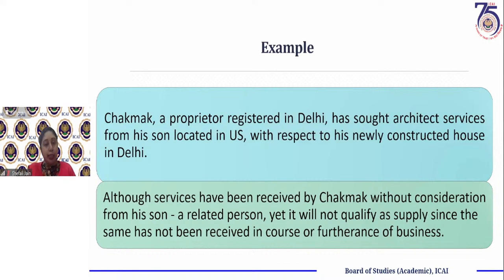Then the next is without consideration. The son has not charged anything from Champak. Fourth is in course or furtherance of business. Now, this service which Champak is receiving is for his newly constructed house. So, it is nowhere related to his business. It is related to his personal purpose or his house. So, this will not be considered as supply because one of the conditions is not fulfilled. All the conditions have to be fulfilled for this.